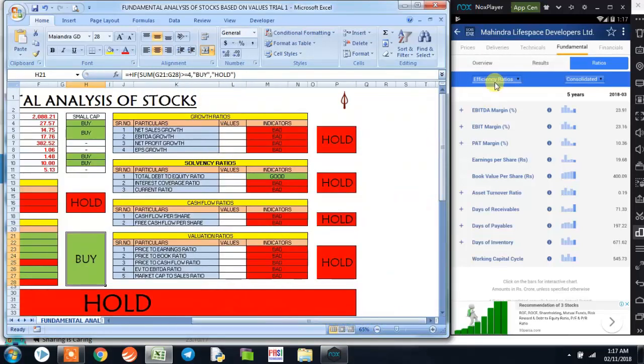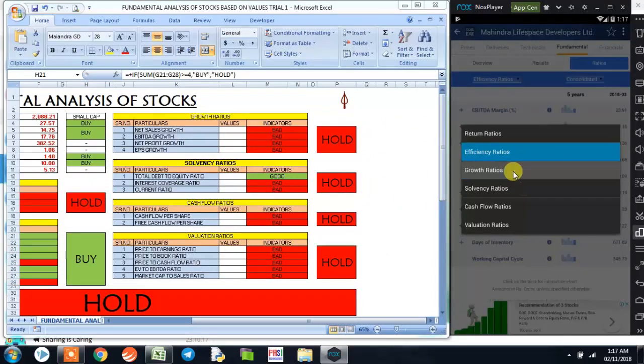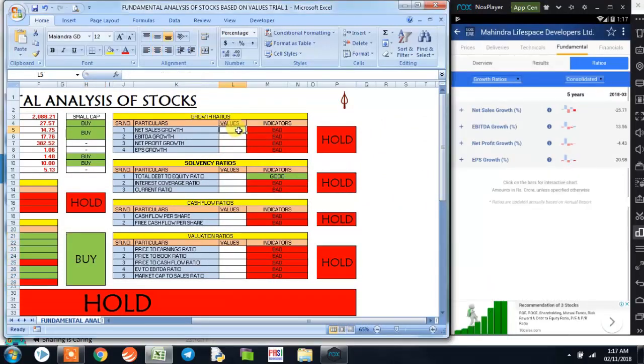Now coming on to the growth ratio. The first is net sales growth, which is negative 25.71. EBITDA growth is 13.56. Net profit growth is negative 4.43. Earning per share growth is negative 20.98. So overall growth ratio has not given us a signal to buy this stock at this point of time.